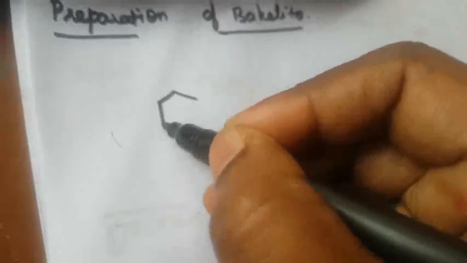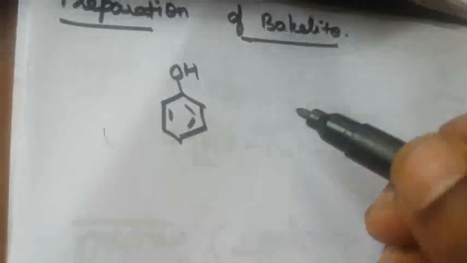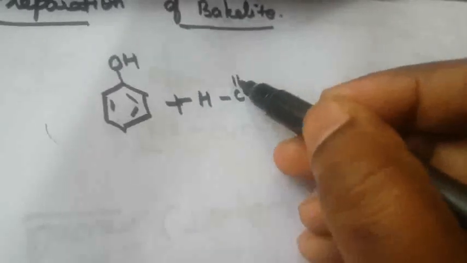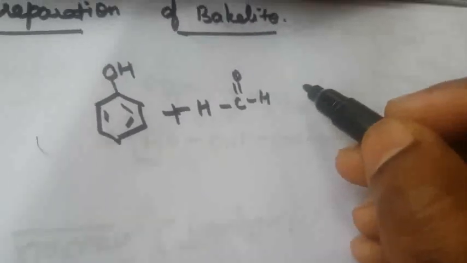Next one is how to prepare Bakelite. What is meant by Bakelite? Bakelite is a glue-like substance, a paste. It is prepared from the monomers of phenol. This is the structure of phenol, a monomer. Then formaldehyde, HCHO. To form this polymer, condensation occurs in the presence of an acid or base catalyst.